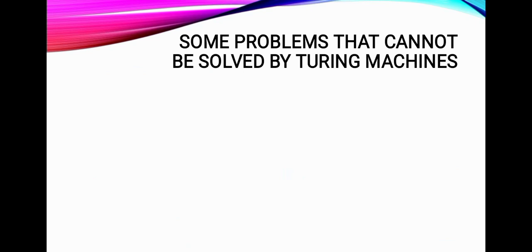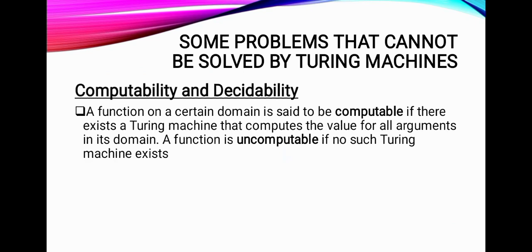We first define the concept of decidability and computability to pin down what we mean when we say that something cannot be done by Turing machine. Computability and decidability: a function on a certain domain is said to be computable if there exists a Turing machine that computes the value for all arguments in its domain. A function is uncomputable if no such Turing machine exists.